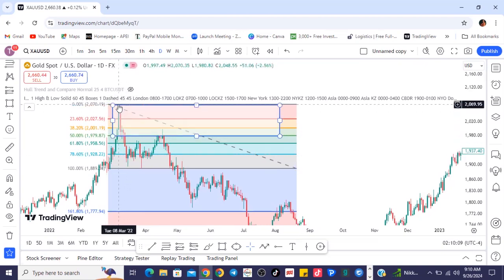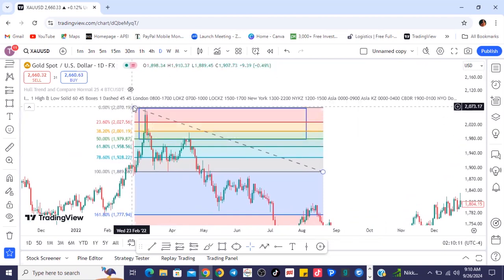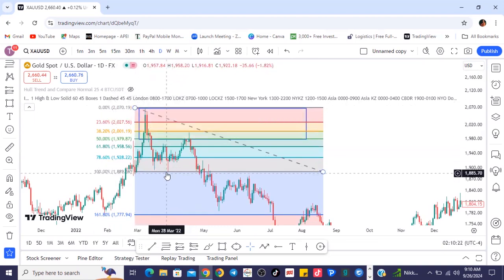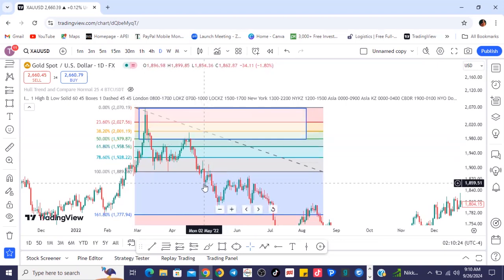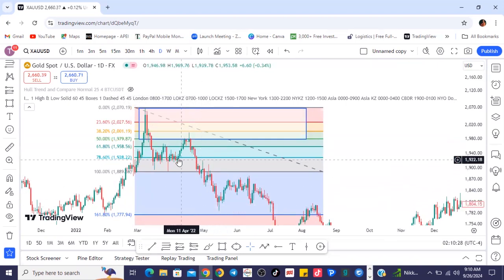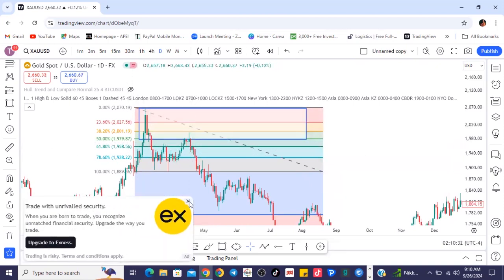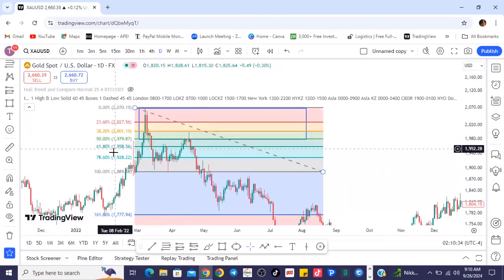And therefore now in a downtrend, we mark from the swing high to the swing low. All right, these are swing high, these are swing low. So 0.0% at the swing high and 100% at the swing low. All right, and therefore now we will look at the extension levels, and also we combine with key points of interest.